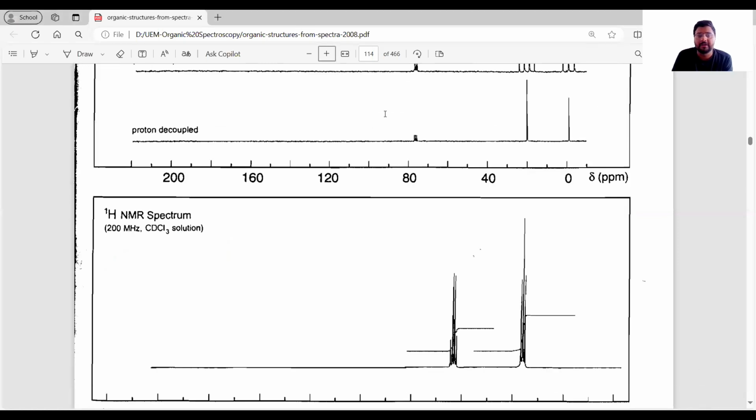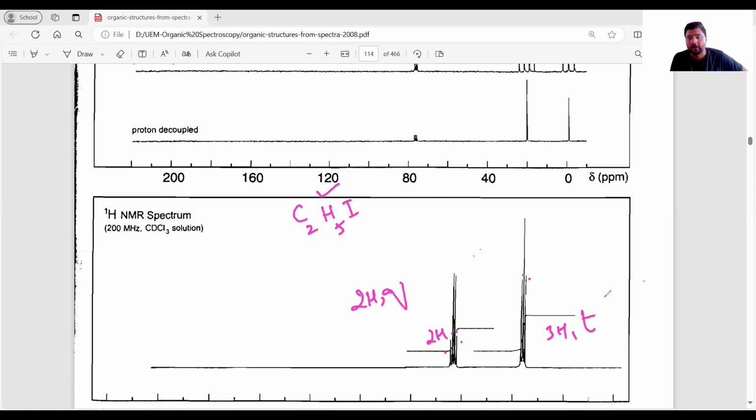If you see the proton NMR spectrum of this unknown compound, first of all, the molecular formula of this compound was C2H5I, meaning this unknown compound contains 5 hydrogen. If this signal is of 2 hydrogen, this signal would be of 3 hydrogen. So this is 1, 2, 3, a 3 hydrogen triplet, and this is 1, 2, 3, 4, a 2 hydrogen quartet.